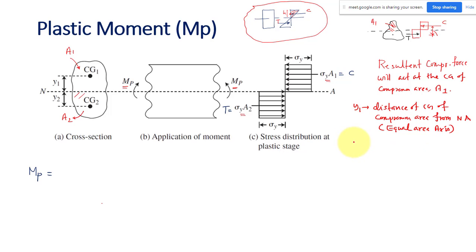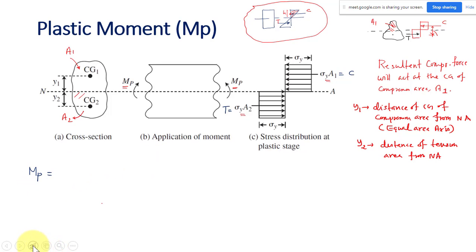Okay, and similarly, let us say y2 is the distance of the area under tension from the neutral axis. This is called y2 and this is called y1.